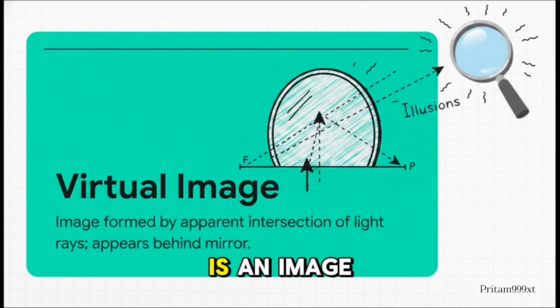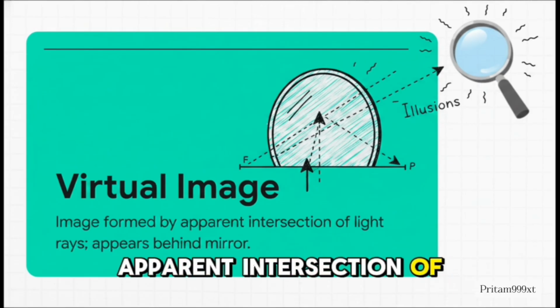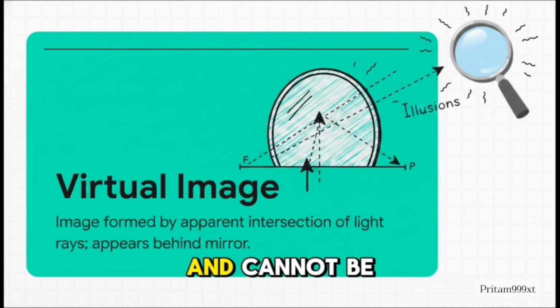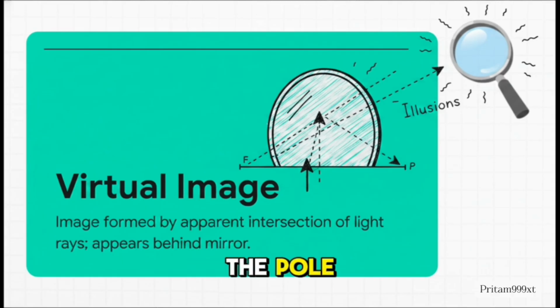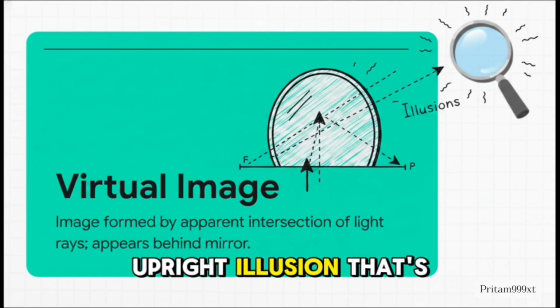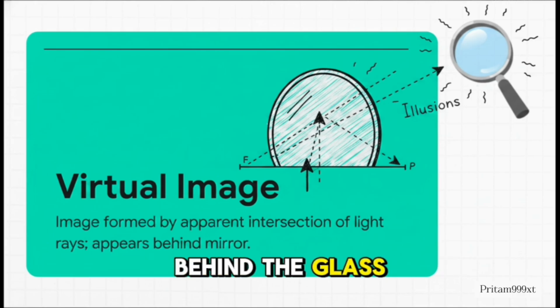Formally, a virtual image is an image formed by the apparent intersection of light rays. It appears behind the mirror and cannot be captured on a physical screen. By placing the object ultra close, right in that forbidden zone between the focus and the pole, you completely break the pattern of real images. You create this magnified, upright illusion that's permanently trapped right behind the glass.